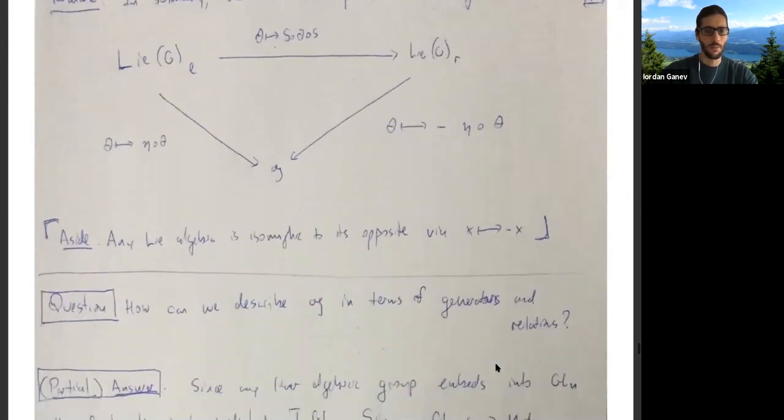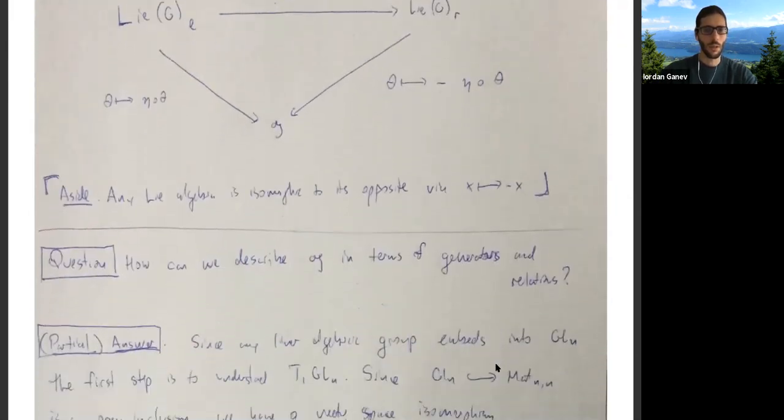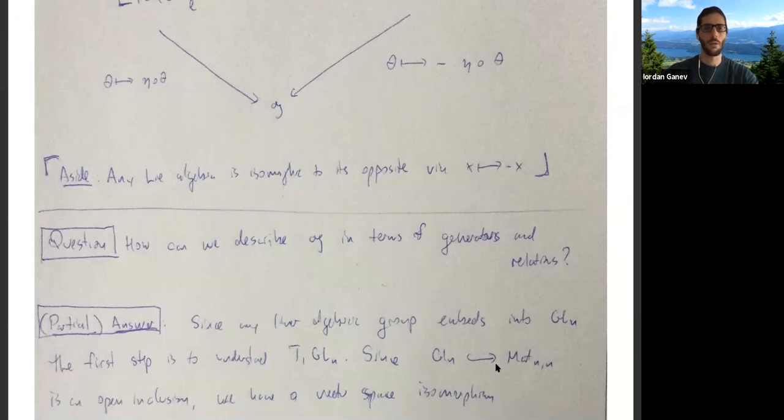So this maybe feels a bit abstract. Let me try to address the following question. Can we describe this Lie algebra in terms of generators and relations? I'm guessing many of you have seen Lie algebras before, and you've seen them given by generators and relations. So how do we see those generators and relations coming from this more algebraic geometric perspective?